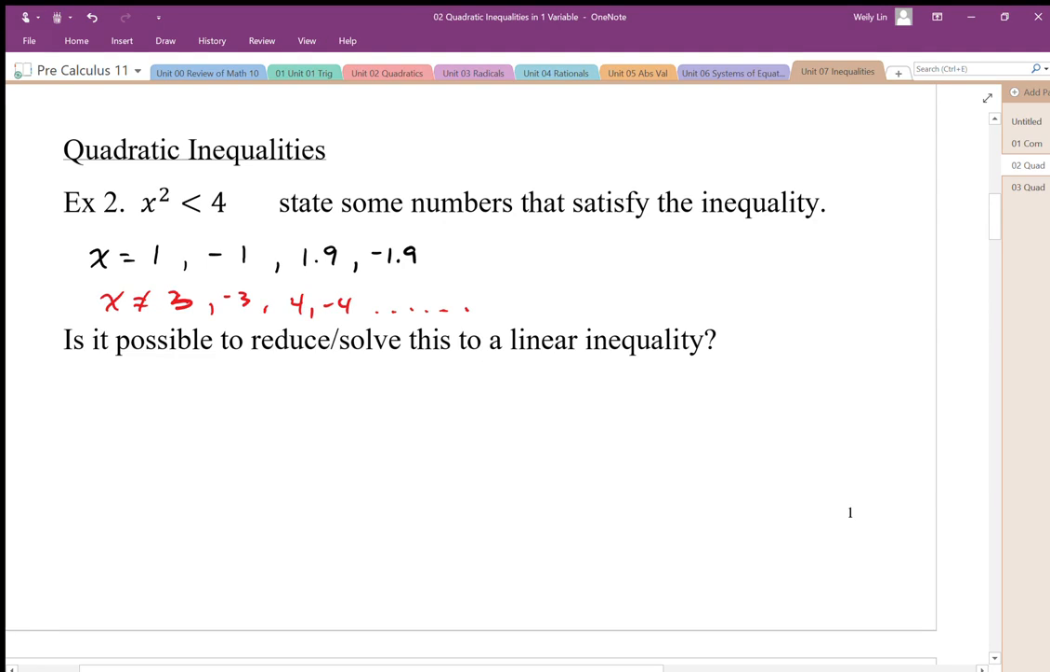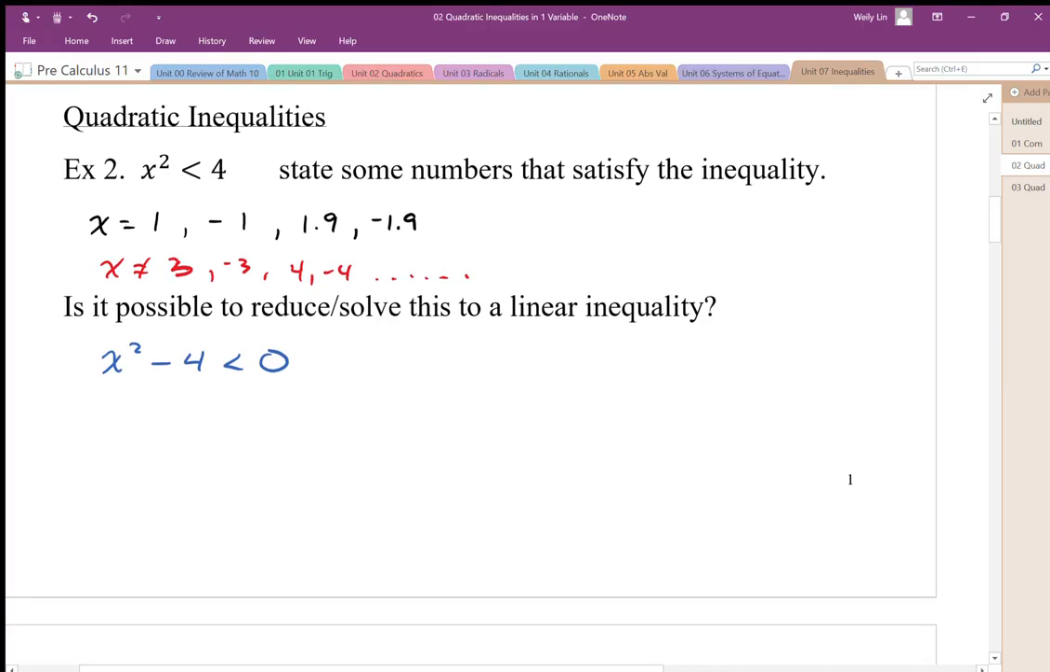Okay, so how can we solve this inequality? How can we solve this and reduce it to a linear inequality? Well, we can solve these quadratic inequalities by reducing them to linear inequalities by doing this. So first of all, we're going to make it less than 0. Okay, and what we can do then is quadratic equations can be solved by factoring them into linear components. In fact, any higher degree polynomials, if we can factor them, we can reduce them to linear parts.